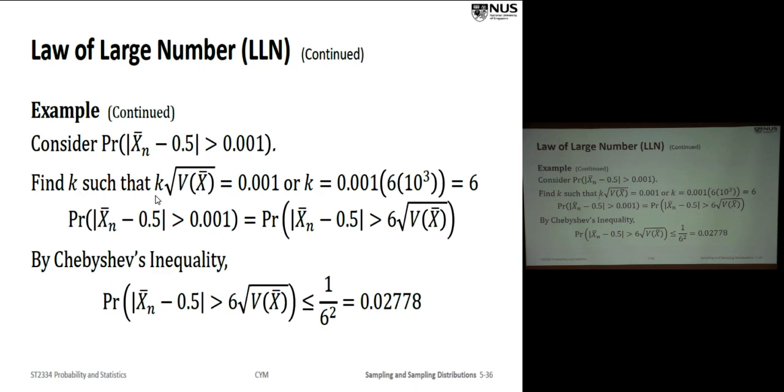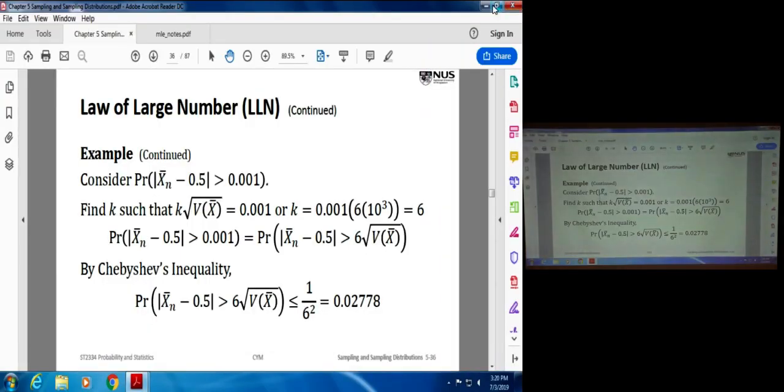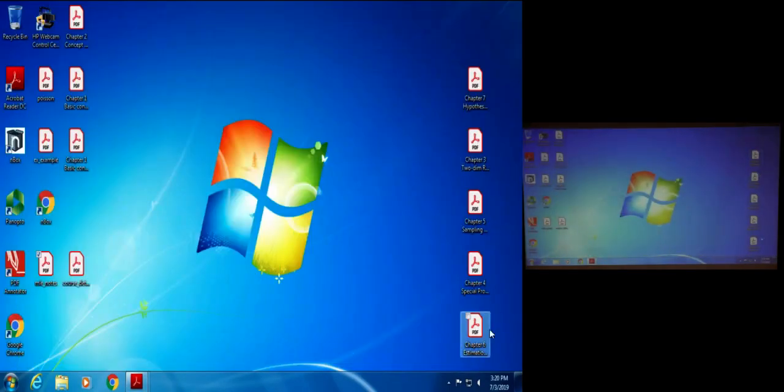Have you remembered the Chebyshev inequality? Which chapter was that? I forgot that. We just want to remind you what the Chebyshev is, but I really forget which chapter it was in.